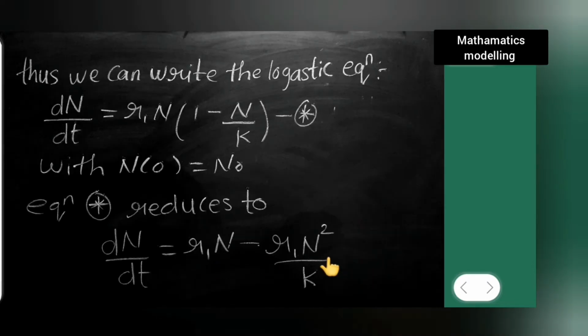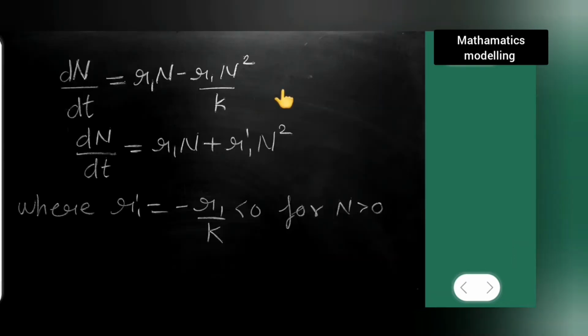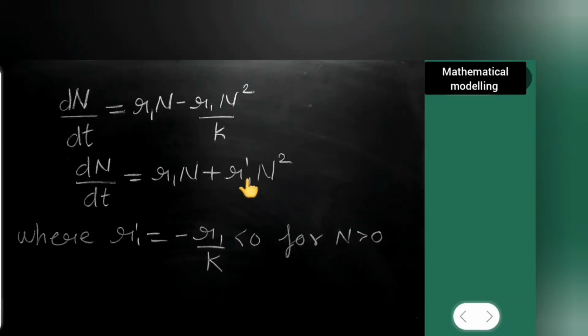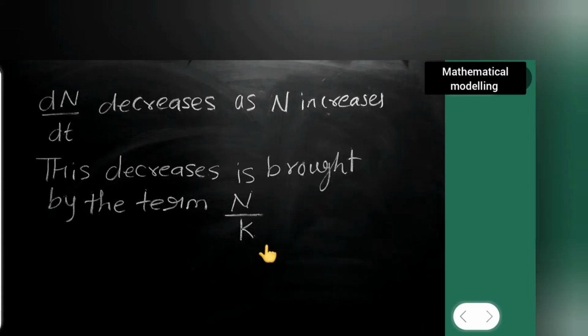Then dn upon dt is equal to R1 n minus, in place of R1 upon k, I am writing R1 dash, where R1 dash is equal to minus R1 upon k, which is less than 0 for n greater than k, and here we have n square as it is.